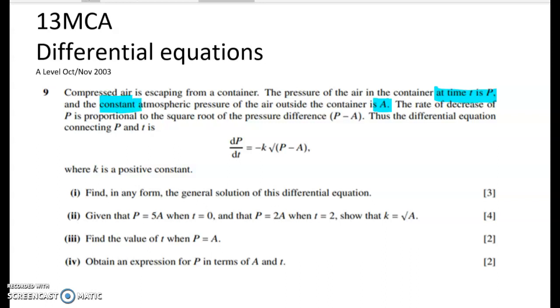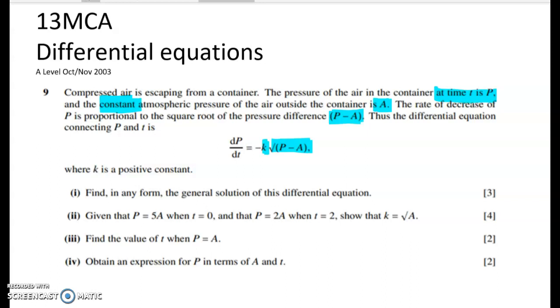The variable is going to be P, and the rate of decrease is proportional to the square root of the pressure difference. So they've very kindly written the DE for you, but you would be able to do that, right? Because we've got our constant of proportionality K, and then we've got the square root of P minus A. So you pretty much know what you've got to do before you even start reading the question.